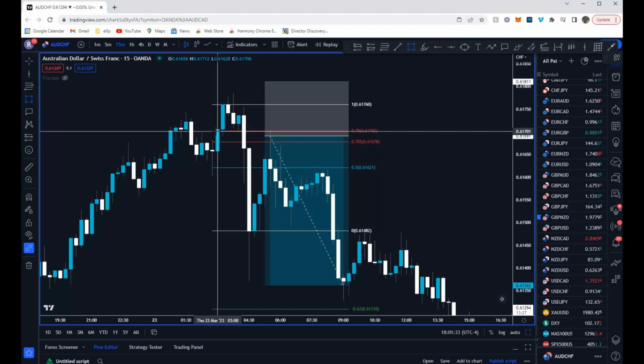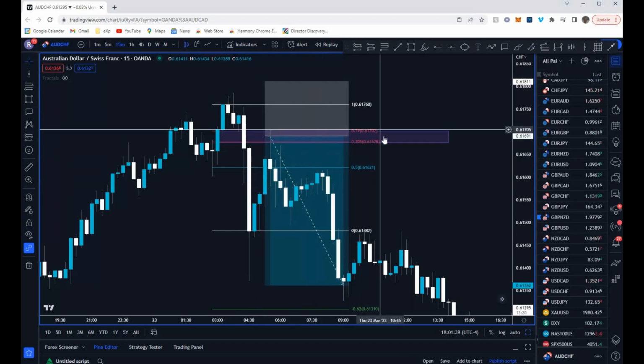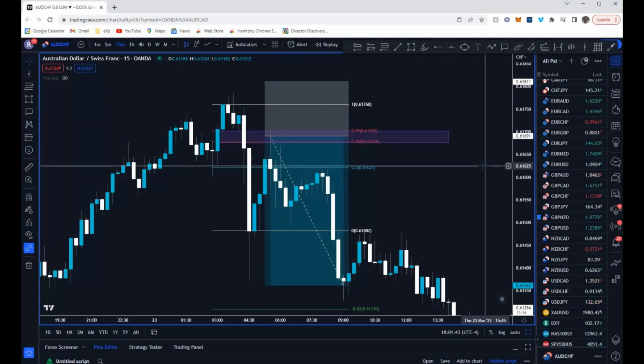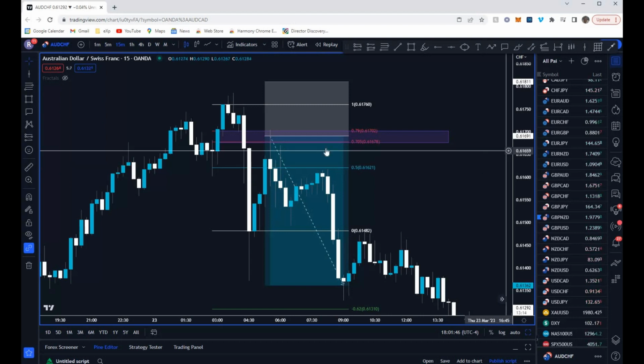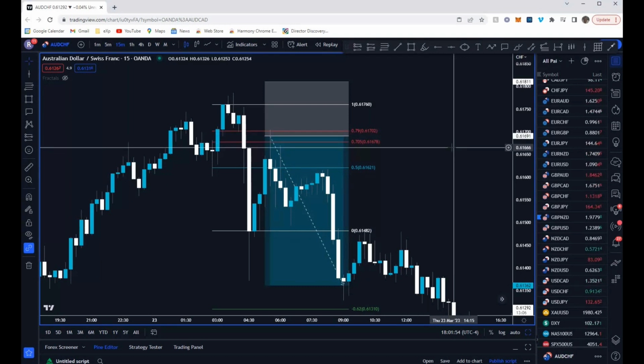I'm not gonna lie to you guys, sometimes it changes. But somewhere in this zone from the 0.79 to the 0.705, I'll find an entry in there. Usually I use a sell limit or buy limit. That way I don't have to just sit there and market execute. But I'll enter somewhere in that zone.